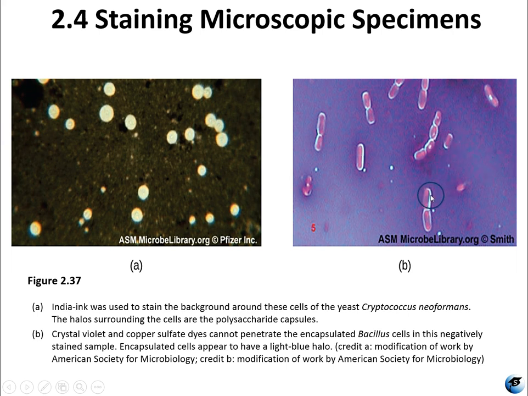And then you have halos around the cells that are clear. Those halos are capsules. Okay, so this is the background, this is the capsule, and then inside of the capsule is the cell. Over here, it's harder to see because the capsule is so much bigger than the cell itself, but there is a little tiny cell inside of those capsules.